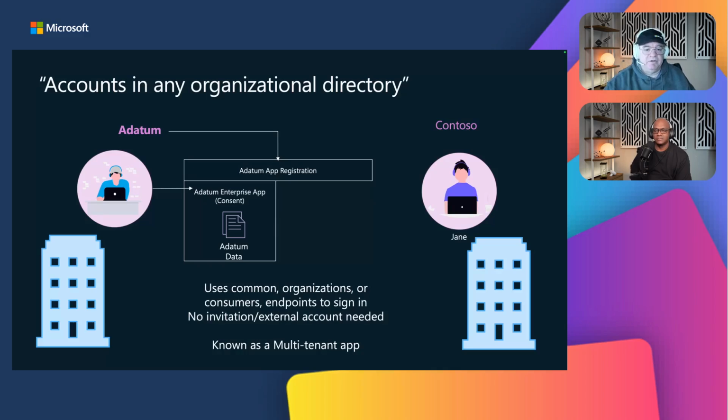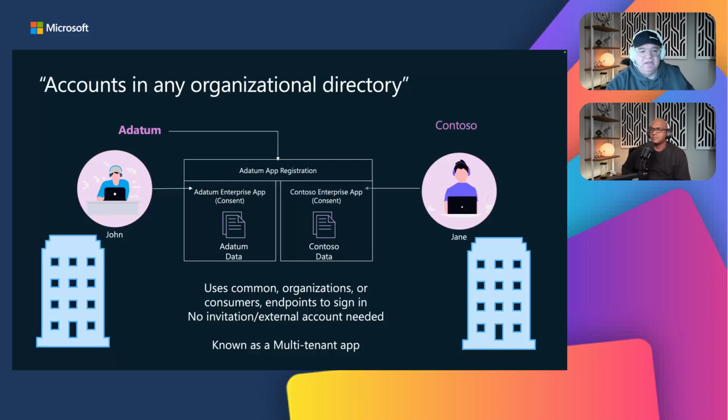Now, let's say Jane from Contoso does want to sign in. You can use something called the common endpoint or the organizational endpoint, and that allows you to say, I don't know what tenant Jane comes from, just sign her in, or sign the individual in. So Jane signs in, and Entra ID under the covers will automatically create a service principal or enterprise app in Jane's Contoso tenant. So now there are two service principals for this application, one in the adatum tenant, one in the Contoso tenant. And the IT pros manipulate or manage those service principals.